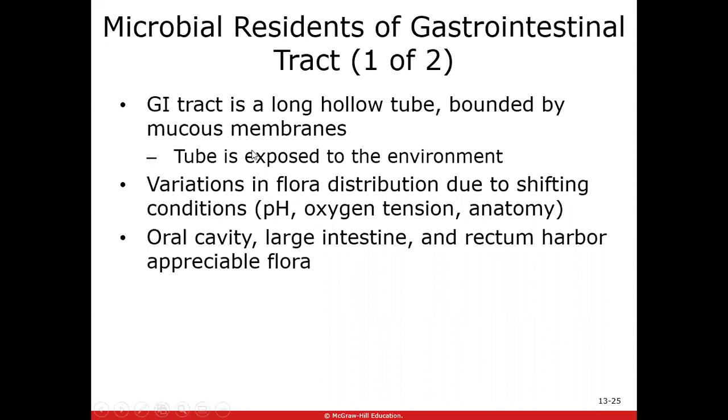So when we say that the tube is exposed to the environment, it's a long hollow tube that goes from your oral cavity, or your mouth, all the way through your body till it gets to your rectum and anus, to the outside world again. Everything that goes through that long hollow tube is considered outside of your body. So that's what it means: the tube is exposed to the environment. The inside of that tube is actually considered outside of your body.